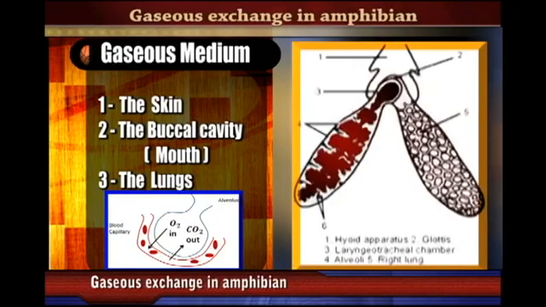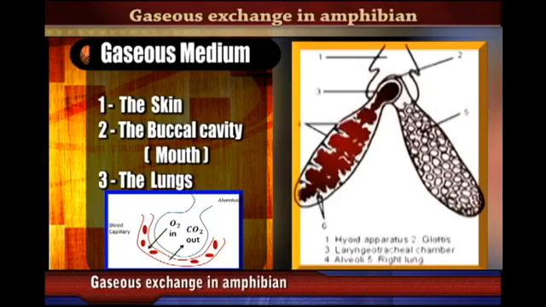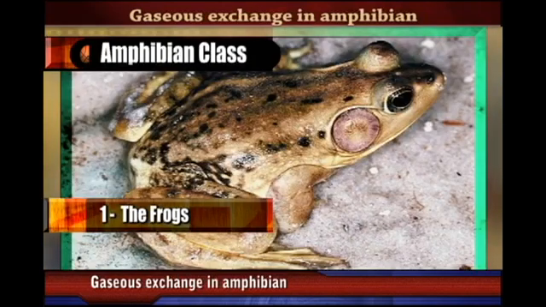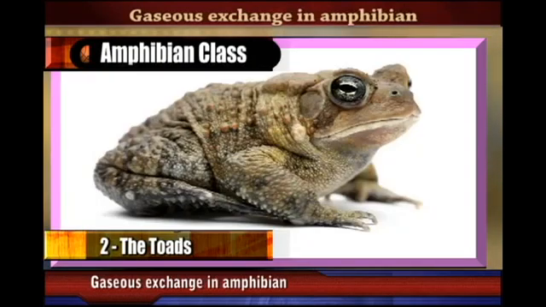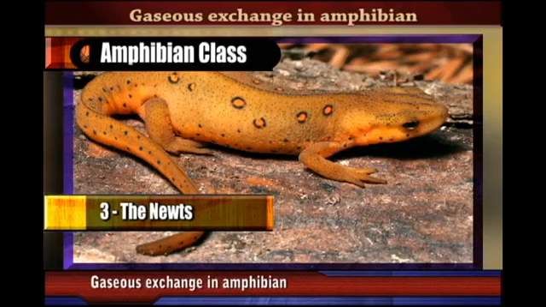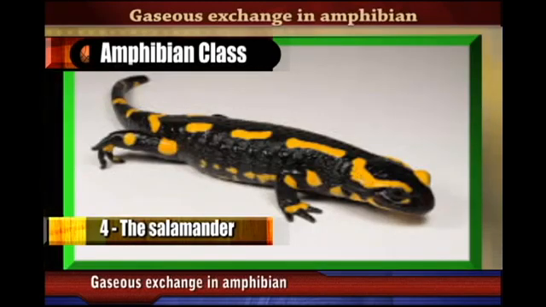When we are talking about gaseous exchange in amphibians, maybe first of all, let us know the organisms that we find in this class, amphibians. The amphibians include the frogs, the toads, the newts, and salamanders. Those are the amphibians.